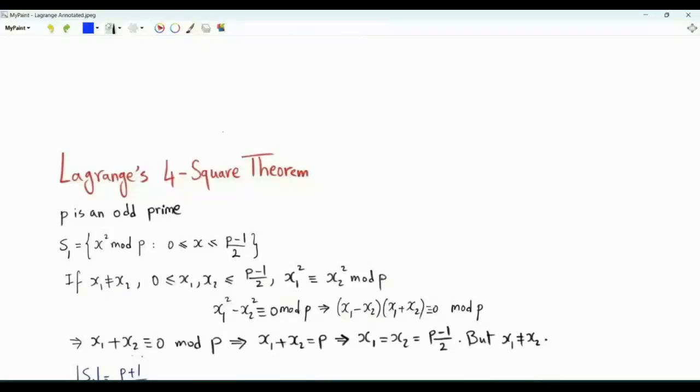Let's move to an application. We use Minkowski's theorem to prove Lagrange's four-square theorem, which states that every positive integer can be represented as the sum of 4 integer squares. And our focus will be p, which is an odd prime.